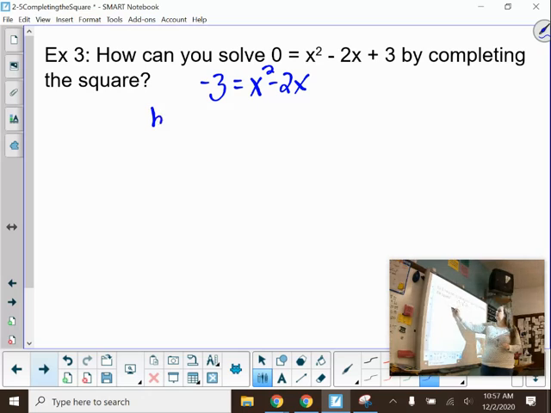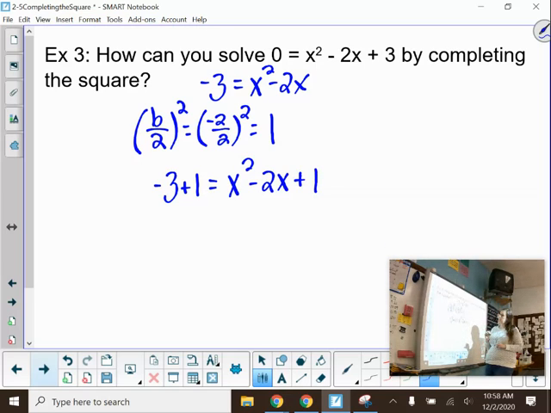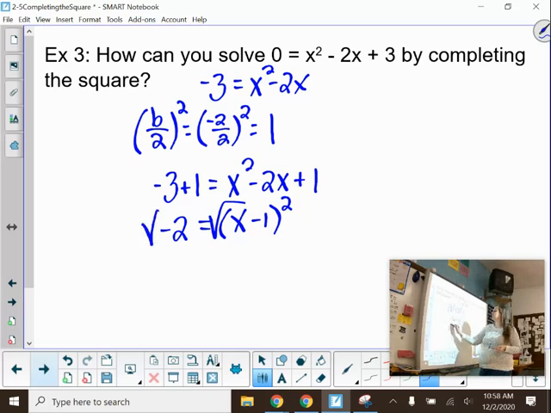Then you identify your B term. Well, my B term in this case is -2. -2 divided by 2 is a -1. Squared is a +1. And then just like we did before, we're going to add that 1 to both sides of our equation. So -3 plus 1 equals x squared minus 2x plus 1. Simplify the side that does not have the x's. Factor the other side. And then we're going to finish by taking the square root, using the square root property.